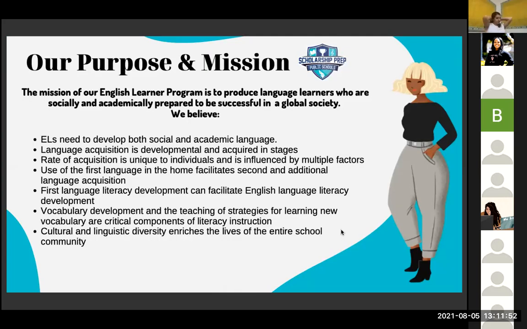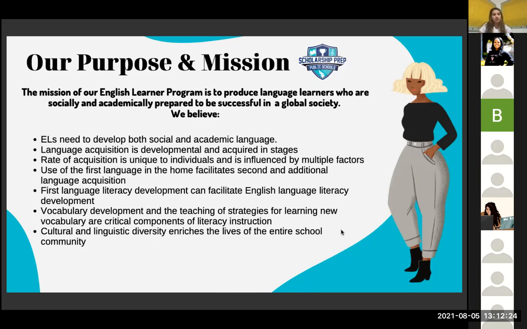Our purpose and mission, and I created this myself, pulling from a lot of different PDs that we've had in the past. Our mission of our English learner program here is to produce language learners who are socially and academically prepared to be successful in a global society, because we believe that ELs need to develop both social and academic language. Language acquisition is developmental and acquired in stages, meaning it progresses over time. It's not going to happen in 1 year. It's not going to happen in 2. It's going to happen in stages.